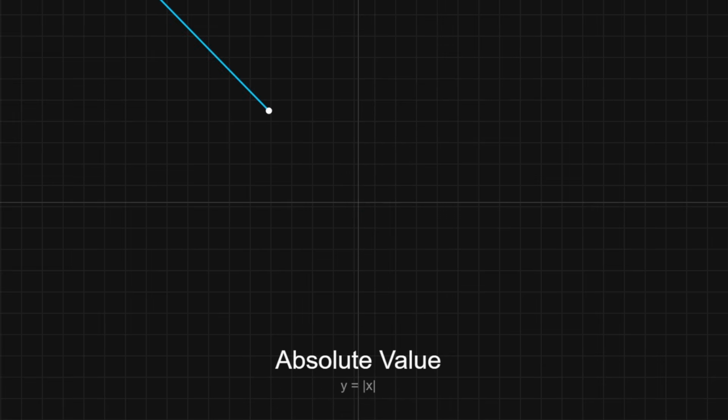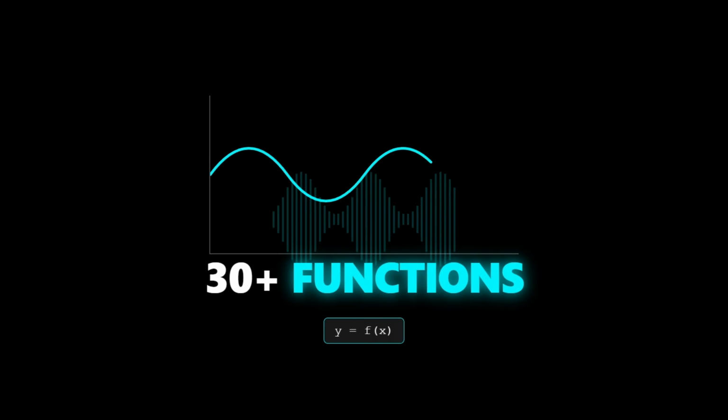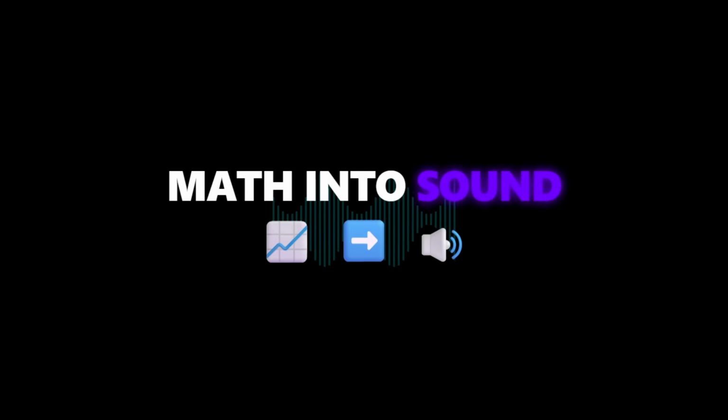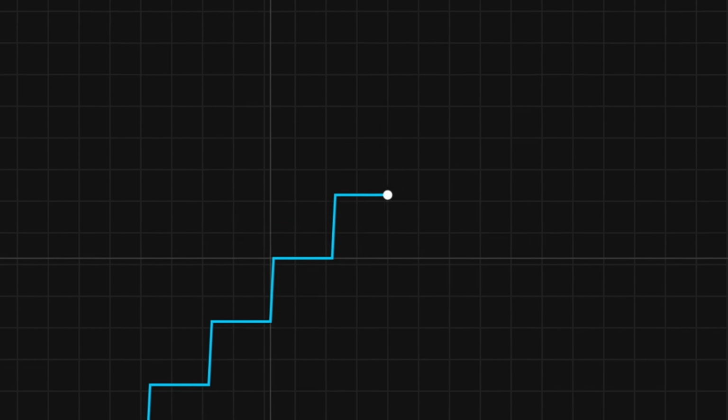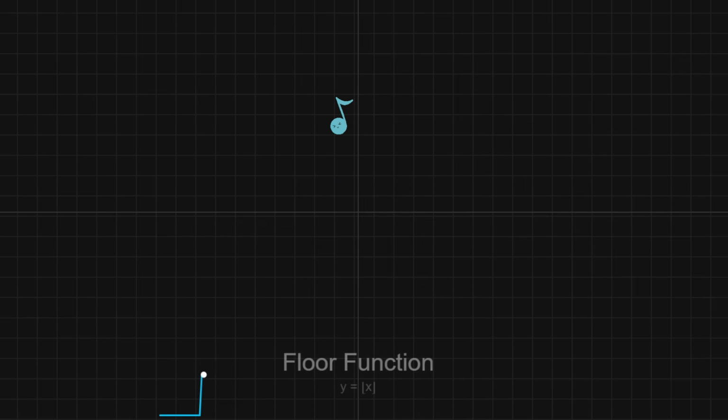This is a real-time math function visualizer built in p5.js. It draws curves for over 30 different functions and actually turns their shape into sound. You are seeing the graph update live. As the x value shifts from left to right, the y value controls a synthesizer tone.